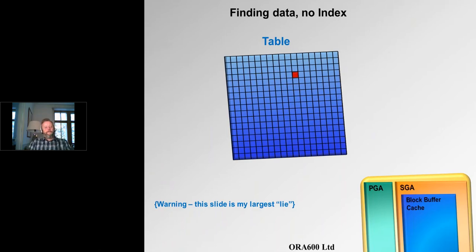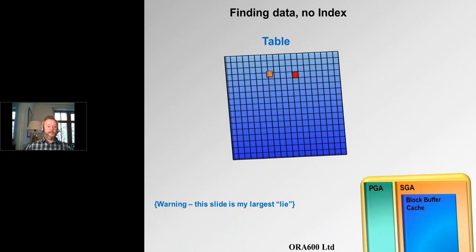So, just to change tack slightly, you want to find a record. Very common thing to do when you're querying a database, of course. This is the record you want, and it's in this big table. And you've got no indexes. How does Oracle find the record? Well, there's no index. There's no way for Oracle to know where that record is, so it has only one option, which is to read the whole table, do a full table scan.